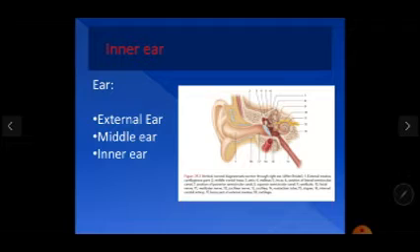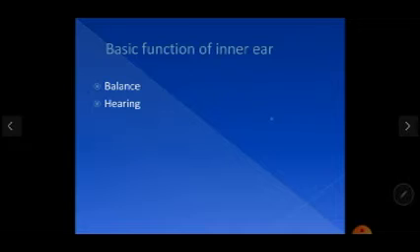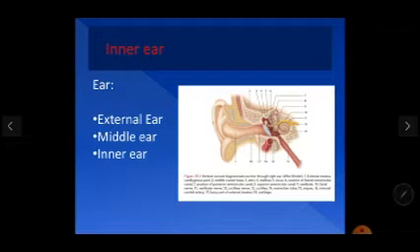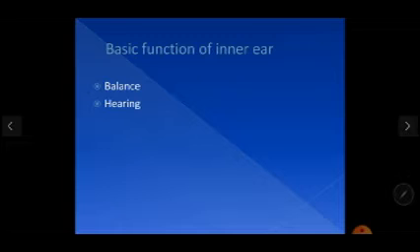So you have the external ear extending from the pinna till the tympanic membrane. Then you have the middle ear from the tympanic membrane till the footplate of the stapes. And the inner ear has different parts, as you know: the semicircular canal, then the vestibule, and the cochlea. The vestibule along with the semicircular canals takes care of your balance system, and the cochlea is mainly concerned with hearing. So these are the basic functions of the ear.